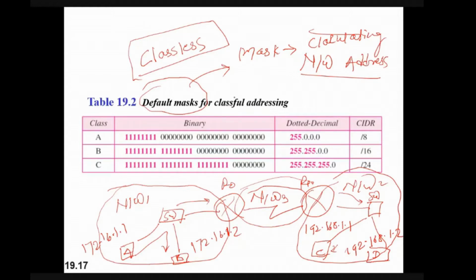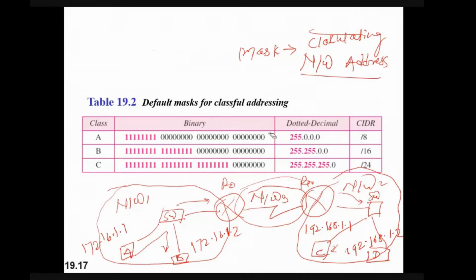So it is very important to find the network address for each IP address. It is very important to find the network address for each IP address, and this network address is calculated using the mask. So that is the importance of a mask in your network.